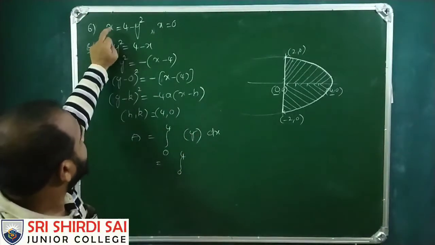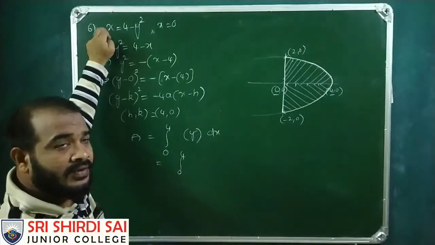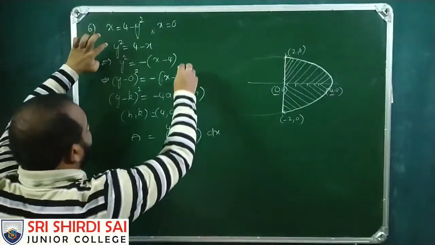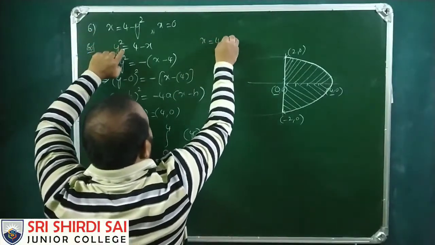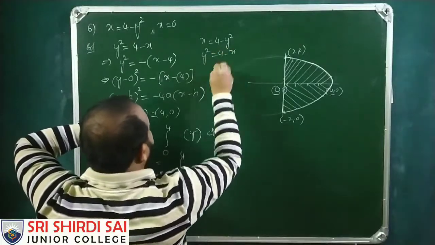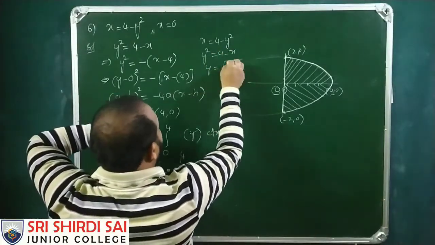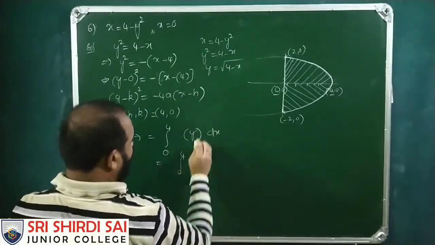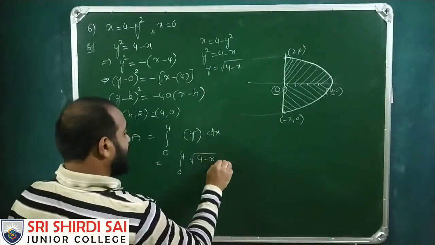What is y? It can be framed by the given equation. So x equals 4 minus y square, so y square equals 4 minus x, y is equal to square root of 4 minus x. So this y can be replaced by root 4 minus x dx.